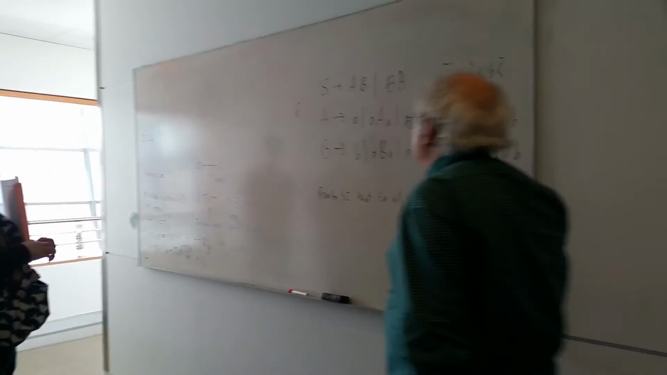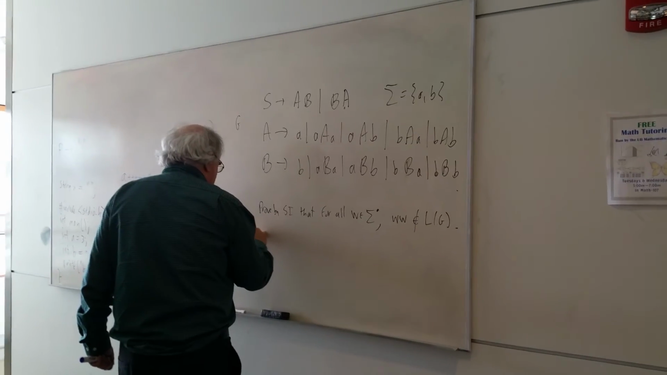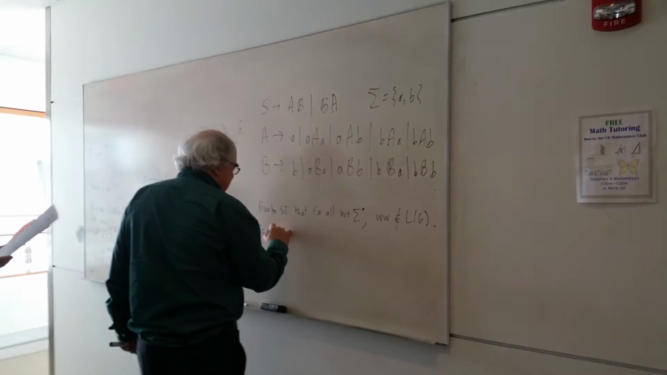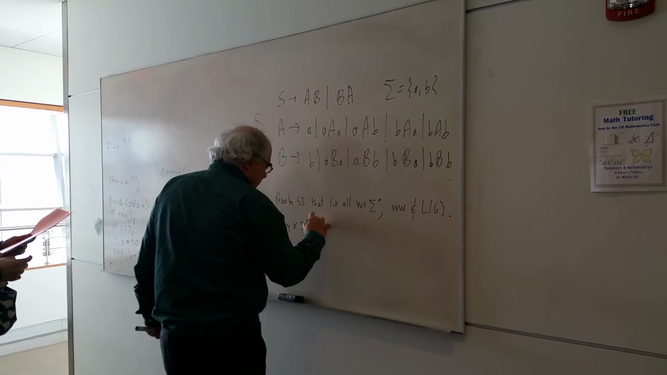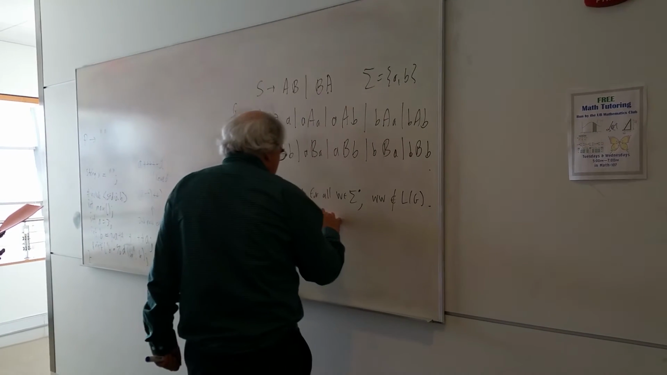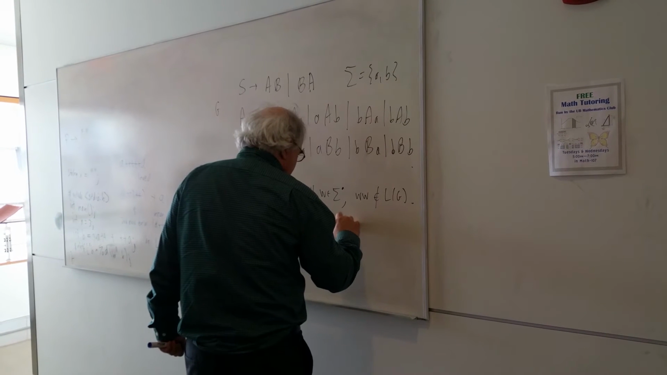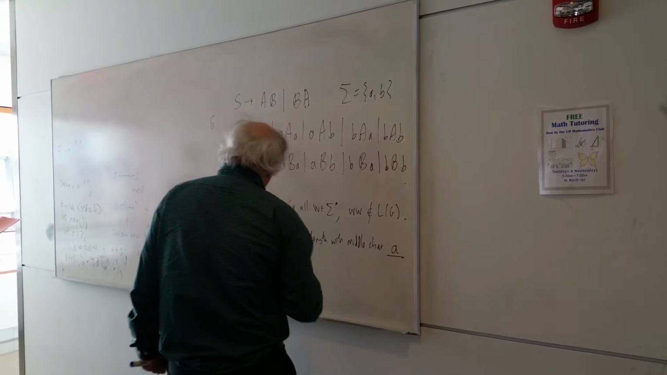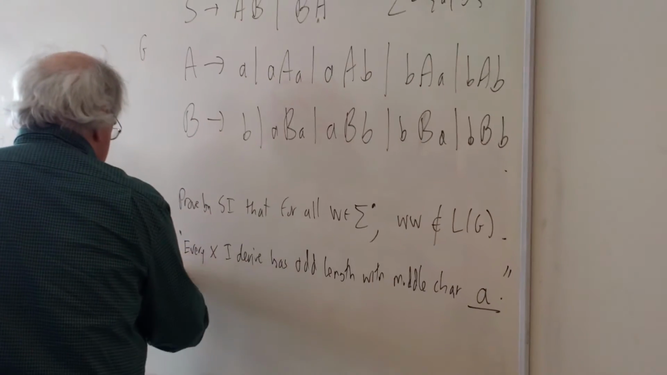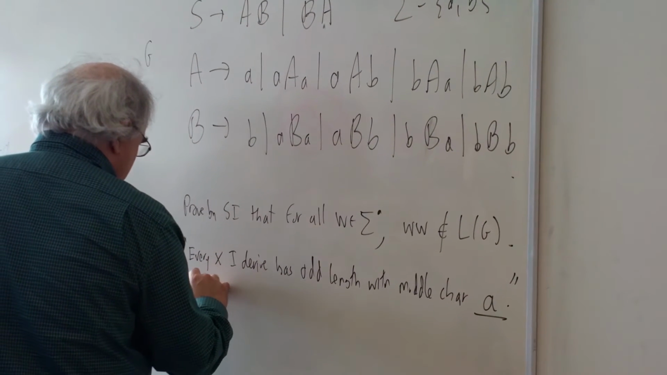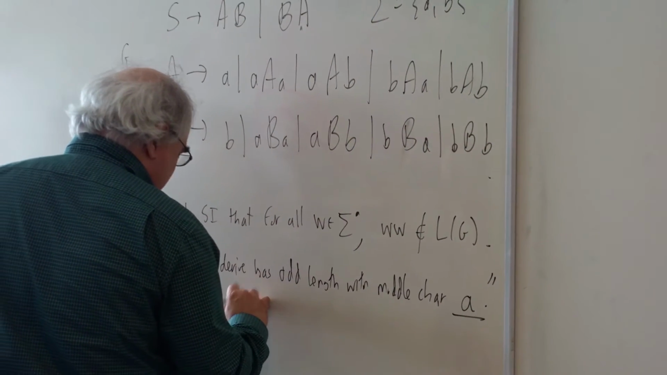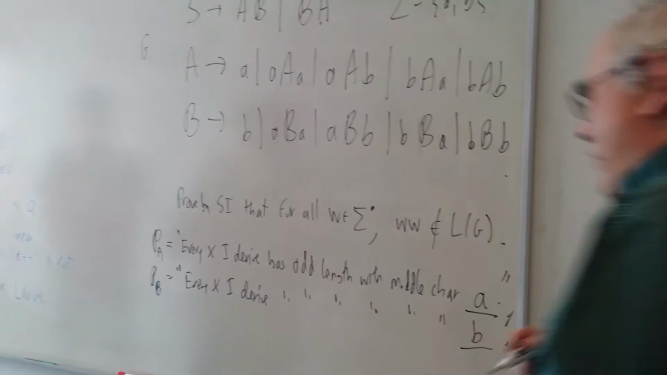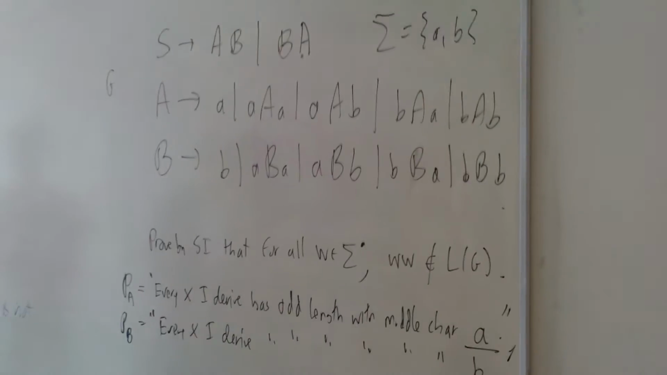Okay, so we're going to define P of A to be: every x_i derived has odd length with middle char A. And P of B is going to be: every x_i derived, ditto, has odd length with middle char B. I think that was the general.